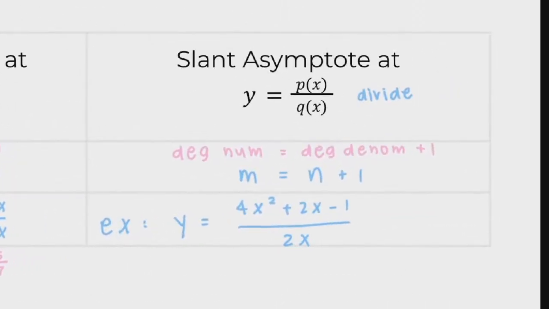And the last one is called a slant asymptote. This is when the degree of the numerator is the degree of the denominator plus 1. So if it's 1 more than the degree of the denominator, then we're going to divide, and whatever equation you get is going to be your slant asymptote.